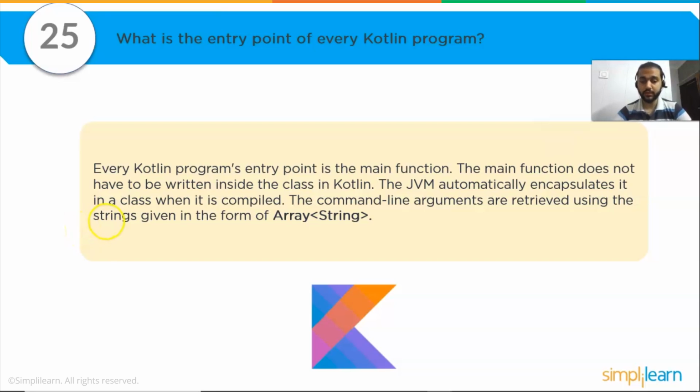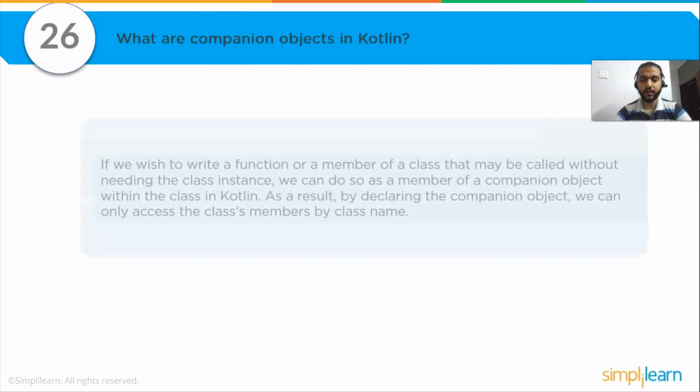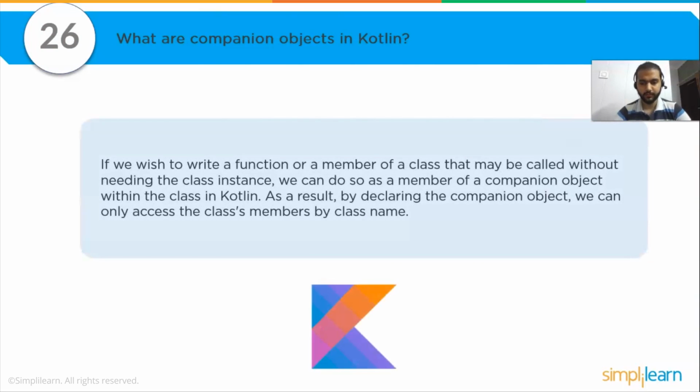Now moving on to the next question, which is, what are companion objects in Kotlin? So if we wish to write a function or a member of a class that may be called without needing the class instance, we can do so as a member of a companion object within the class in Kotlin. As a result, by declaring the companion object, we can access the class member by class name. So this was the answer of companion objects in Kotlin.